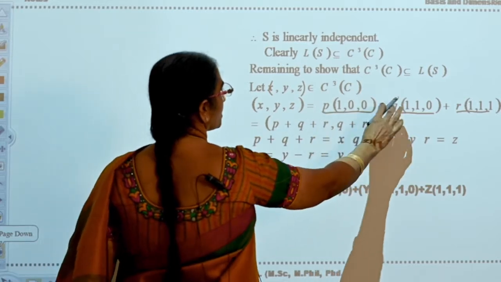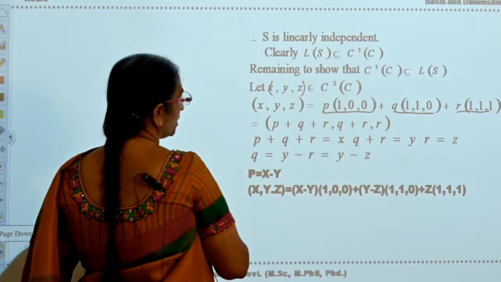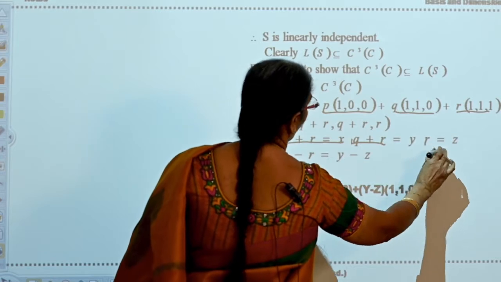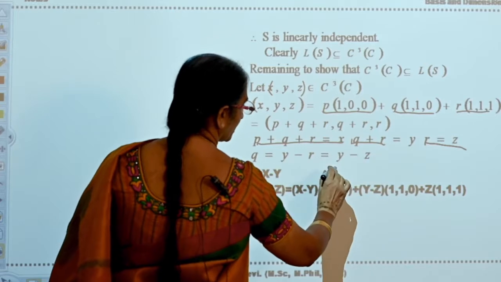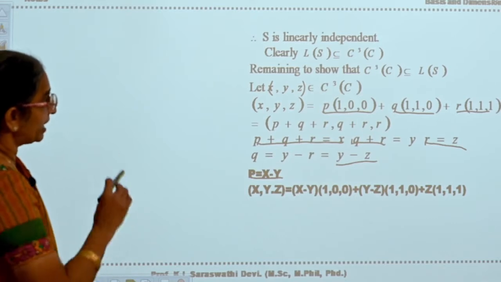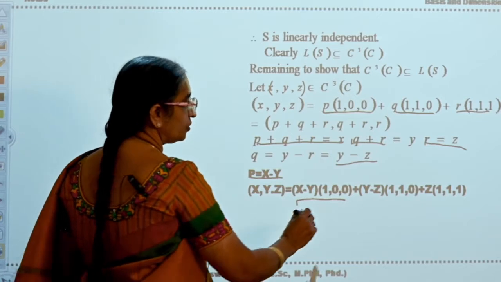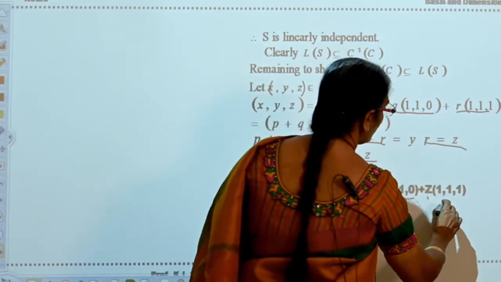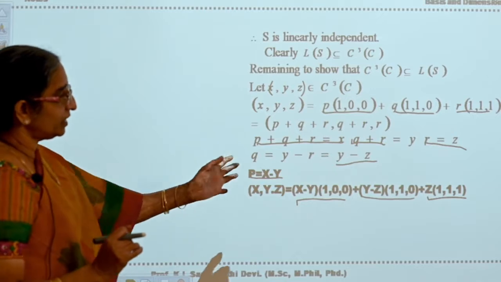Now, if you add, this is p plus q plus r, q plus r, and r. So, equate, you will get p plus q plus r is equal to x, q plus r is equal to y, r is equal to z. Therefore, q is equal to y minus r, that is y minus z. Similarly, p is equal to x minus y. Therefore, (x, y, z) is equal to (x minus y) into (1, 0, 0) plus (y minus z) into (1, 1, 0) plus z into (1, 1, 1).